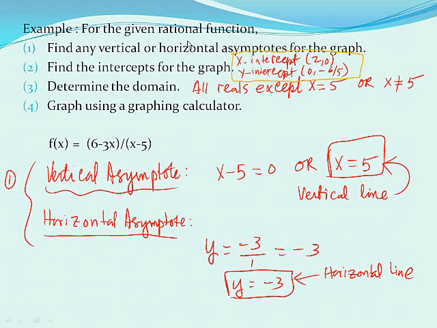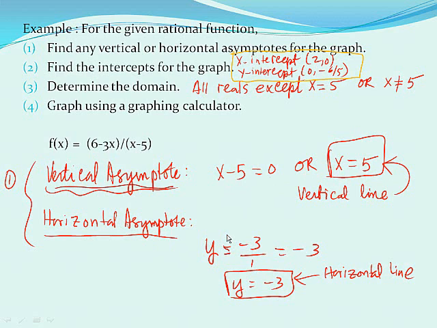Example. For the given rational function f of x is equal to 6 minus 3x divided by x minus 5, find the vertical and the horizontal asymptote. To find the vertical asymptote, set the denominator equal to 0. X minus 5 is equal to 0, or x is equal to 5. So x is equal to 5 is the vertical asymptote. Horizontal asymptote. Here the degree of the numerator is the same as the degree of the denominator.